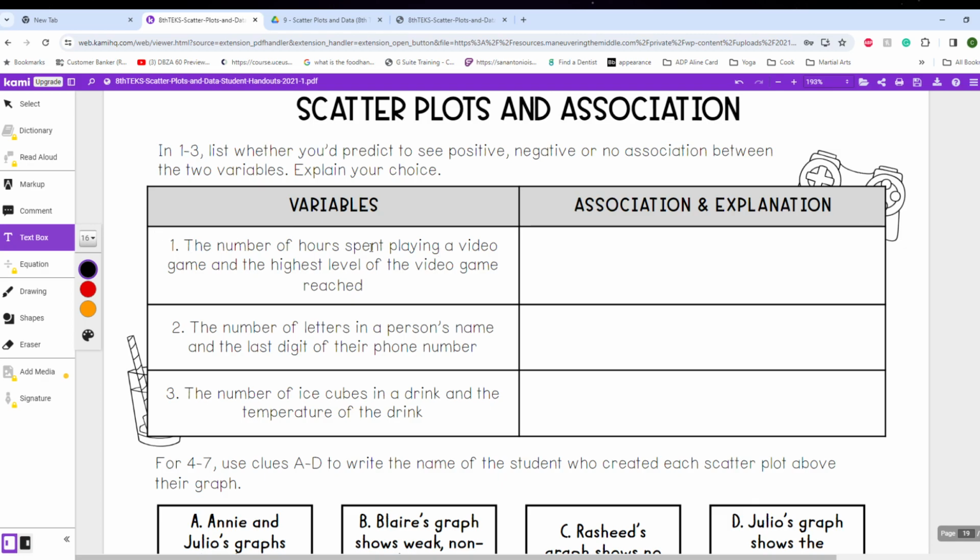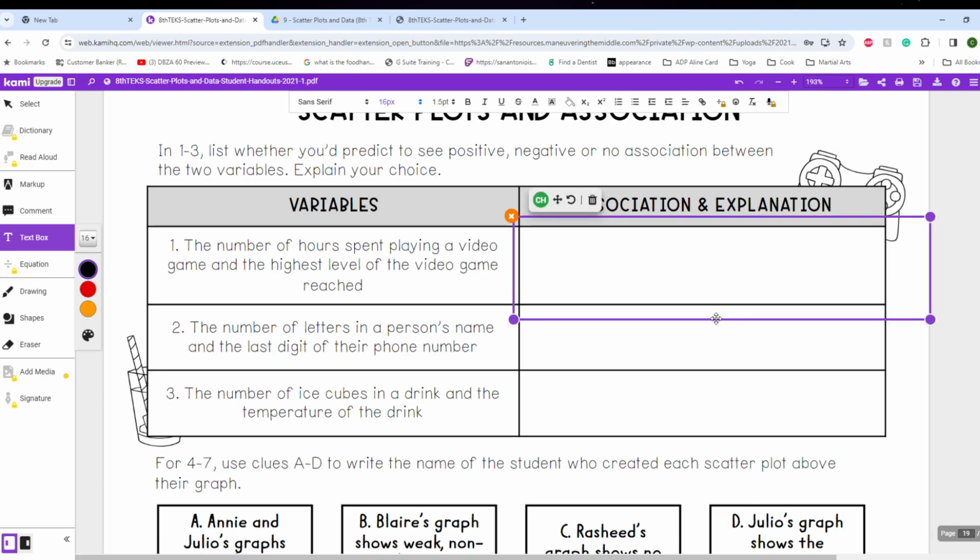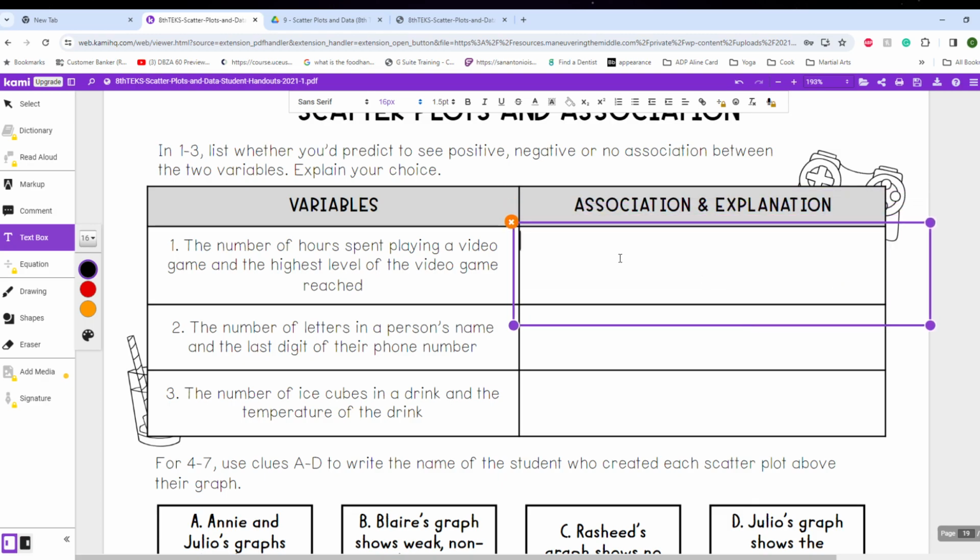The number of hours spent playing video games and the highest level of video game reached. Well, you can think about that one. But I think if you spend more time, you're going to reach a higher level. So I would say that is a positive association.